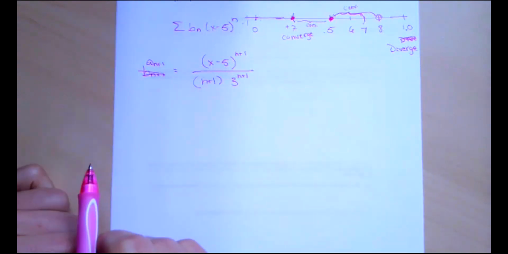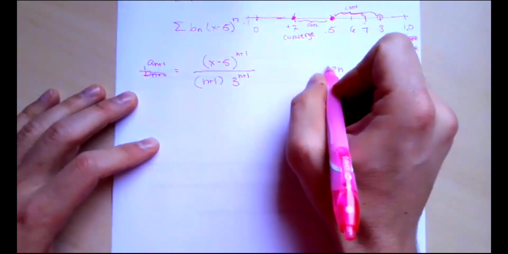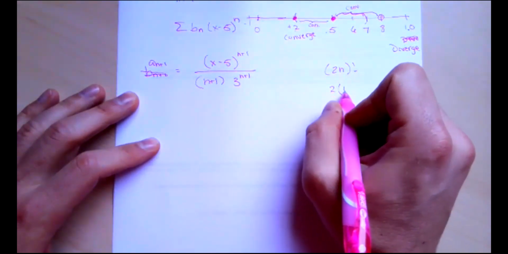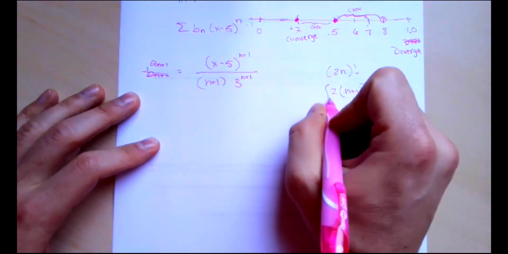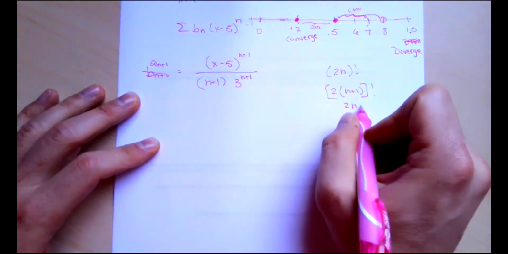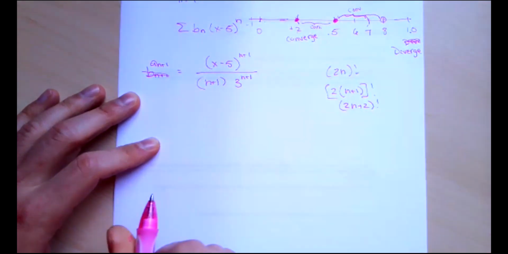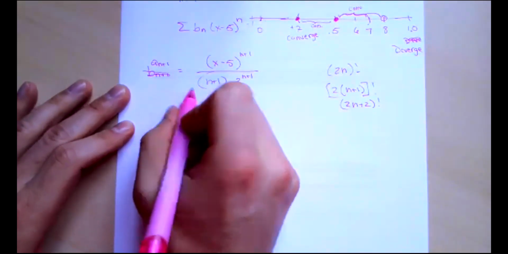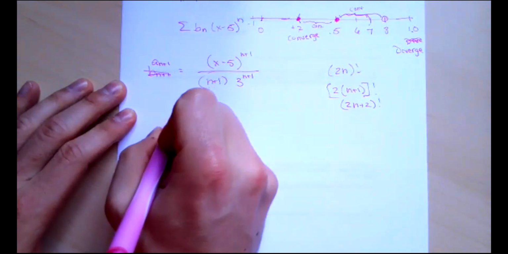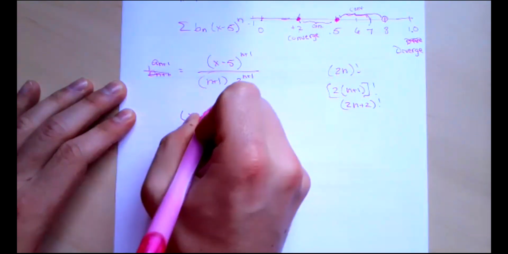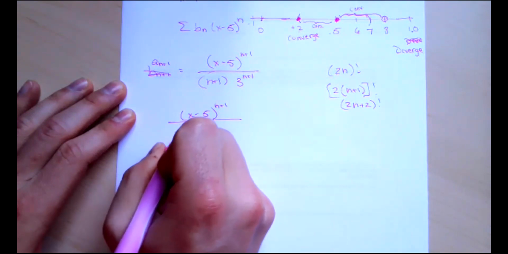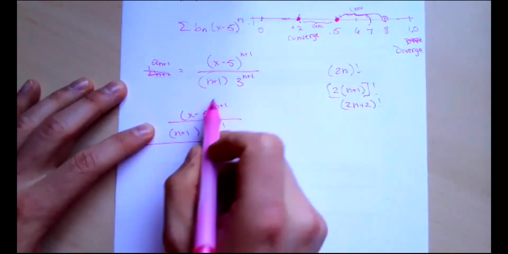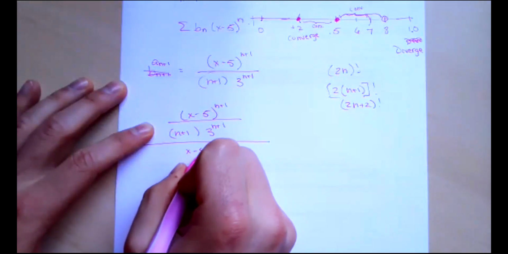Careful with the factorials when plugging in n plus 1s, especially if it's (2n) factorial. Remember, if I plug in an n plus 1, it is 2 times (n+1), then factorial. So we would get (2n+2) factorial. No factorials in this one, though, so that's our a_(n+1), and then we just want to compute a ratio. So we'll take (x-5)^(n+1) over (n+1) 3^(n+1), all of that divided by the original sequence.